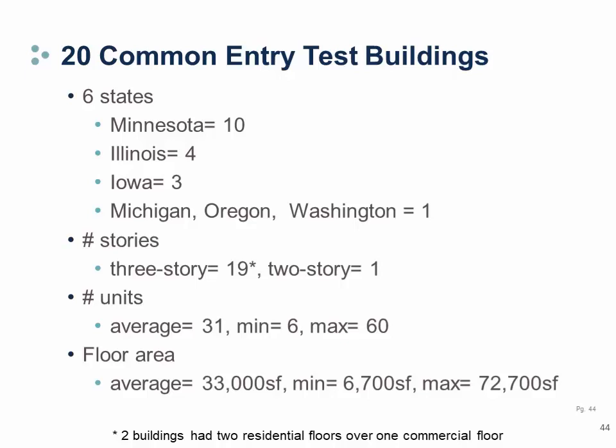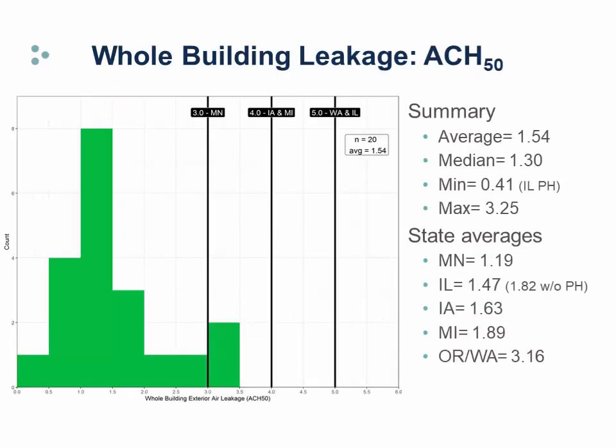An average of 31 units with a minimum of 6, maximum of 60, and an average floor area of 33,000 square feet, minimum being 6,700 and maximum being 72,700.